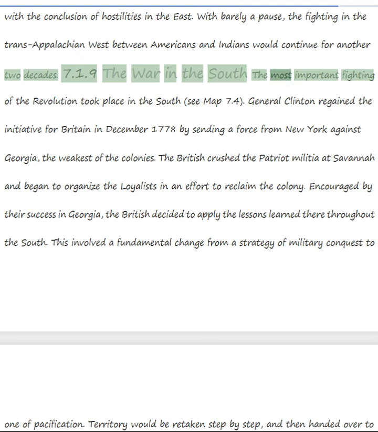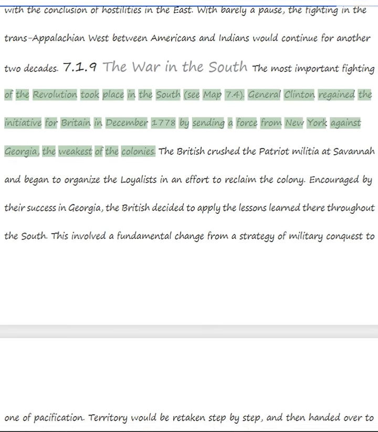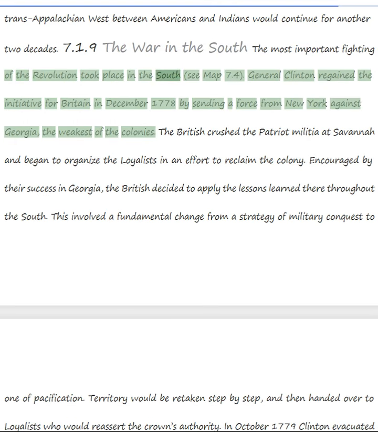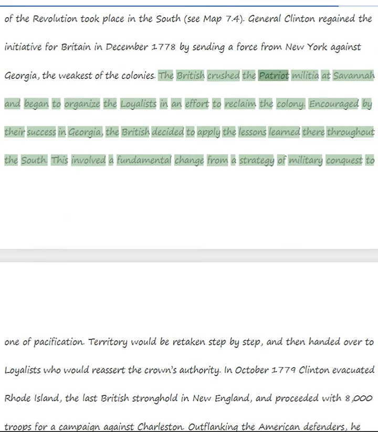7.1.9 The war in the South. The most important fighting of the Revolution took place in the South. General Clinton regained the initiative for Britain in December 1778 by sending a force from New York against Georgia, the weakest of the colonies. The British crushed the Patriot militia at Savannah and began to organize the Loyalists in an effort to reclaim the colony. Encouraged by their success in Georgia, the British decided to apply the lessons learned there throughout the South.